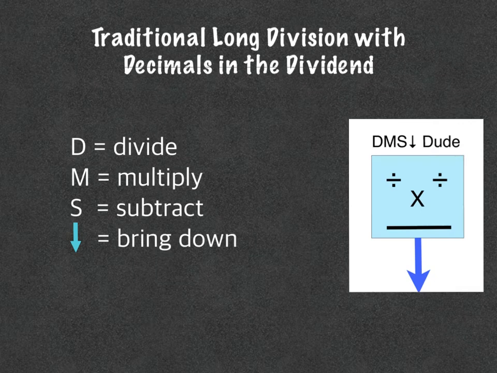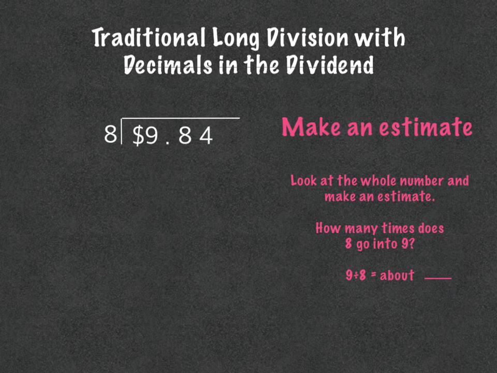Okay, today we're going to talk about long division when decimals are in the dividend, and we're going to do the traditional algorithm for long division. So we're going to have our DMS down over here, and remember our steps are DMS down, so divide, multiply, subtract, and then bring down.